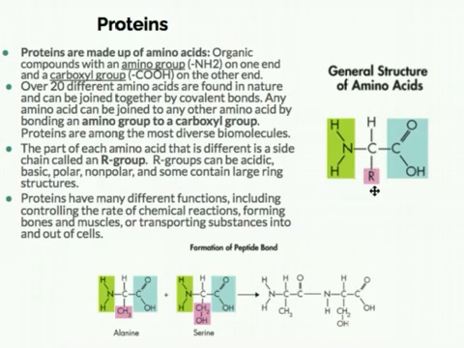R groups can be acidic, basic, polar, nonpolar, and some can even contain large ring structures. So this is why proteins are considered one of the most diverse biomolecules, is because the R group is going to vary depending on the amino acid that you're looking at. Proteins have many different functions, again including controlling the rate of reactions, forming bones, muscles, or transporting substances into and out of cells.